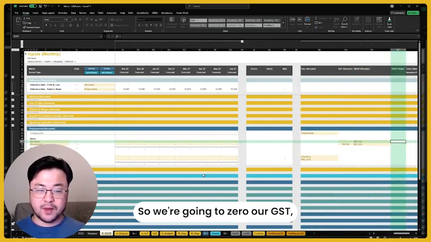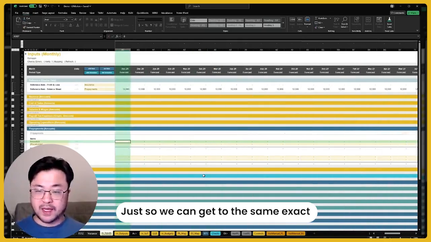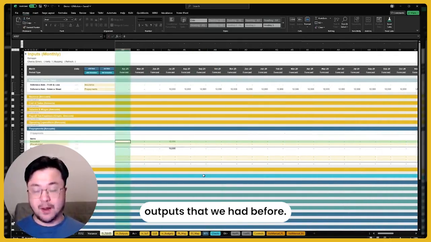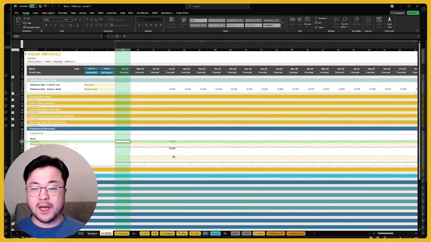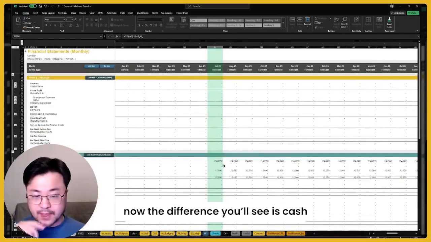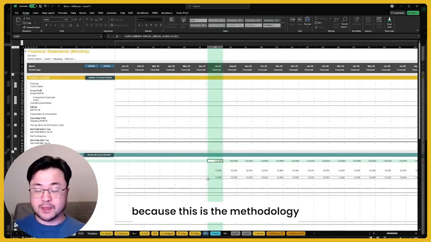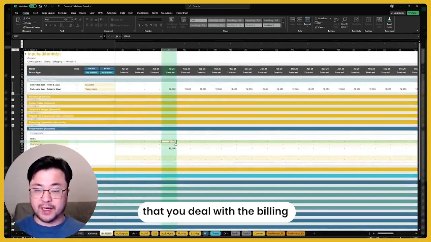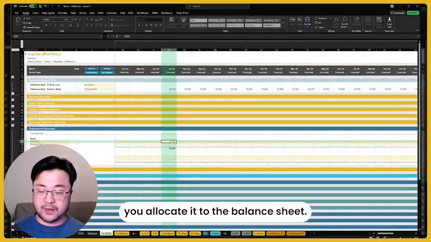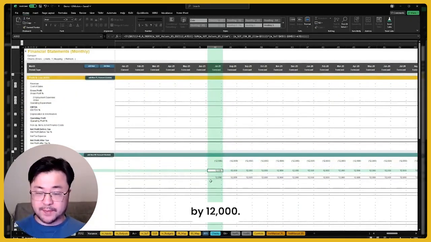So we're going to zero our GST, no AP or AR, just so we can get to the same exact outputs that we had before. So again, if we jump into the P&L, the difference you'll see is cash has occurred straight away, because this is the methodology that you deal with the billing. You allocate it to the balance sheet. So we've moved the balance sheet account by 12,000.